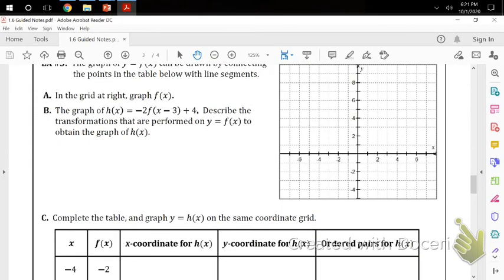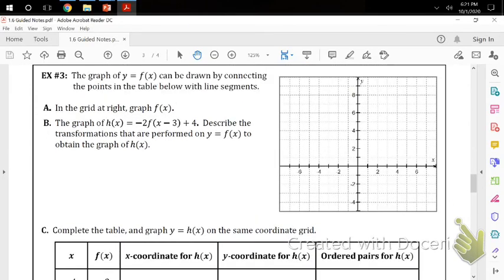Example 3. It says the graph of y equals f of x can be drawn by connecting the points in the table below with line segments. In the grid at the right, we're going to graph f of x, and then the graph of h of x equals -2 f of x minus 3 plus 4. Describe the transformations that are performed on y equals f of x to obtain the graph of h of x. And then complete the table and graph h of x on the same coordinate grid.